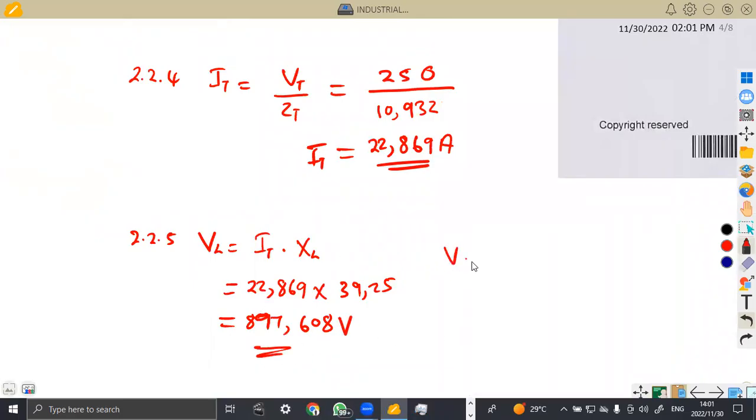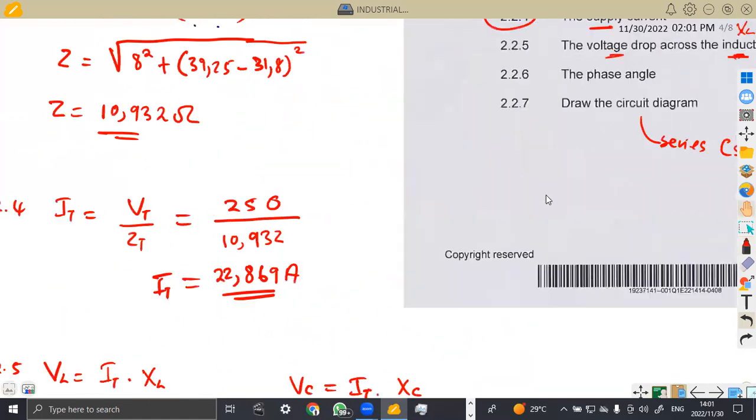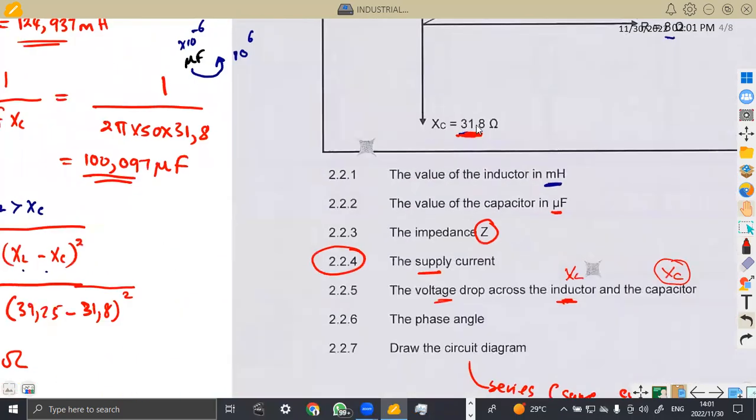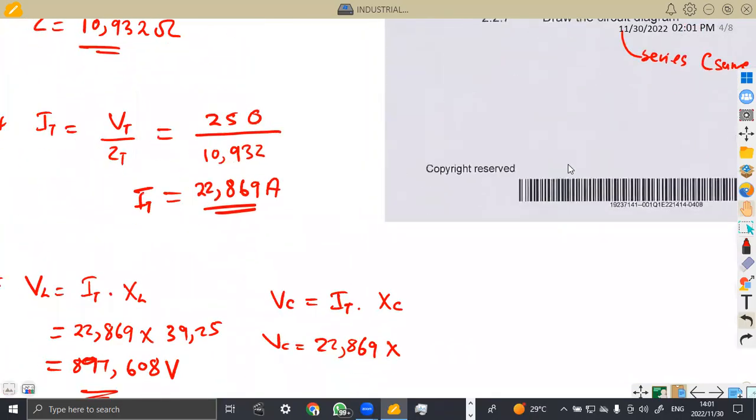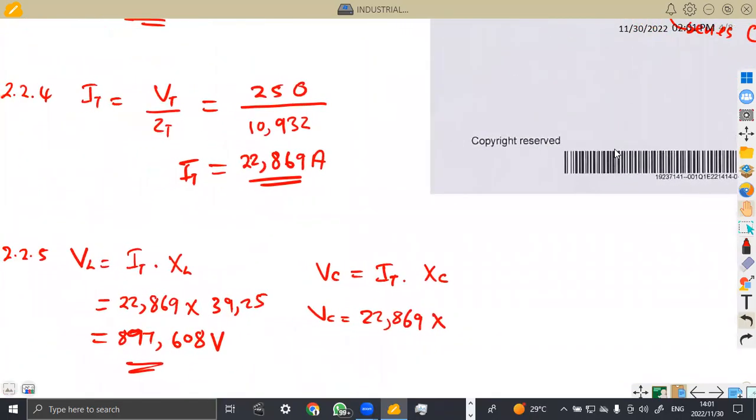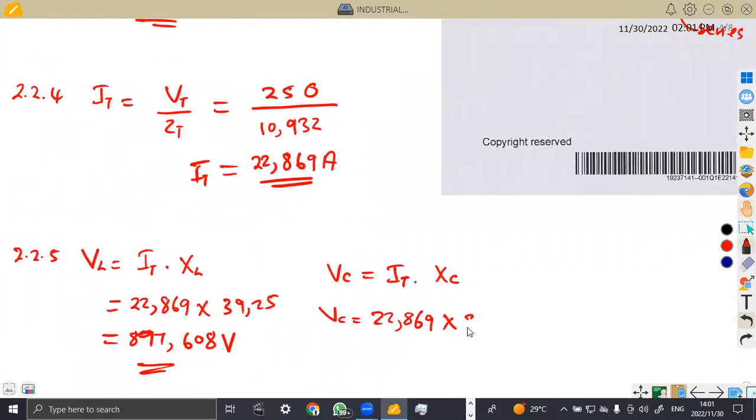All right, then we've got VC, which is the same thing, the total current, because it's in series, the current is the same, times XC. So the total current is not going to change, we have the same 22.869 times XC. We now get back to our vector diagram. We can check here below, we've got our XC here, which is 31.8. So we are going to multiply by 31.8. That is the voltage across the capacitor. So this was VL, this is VC.